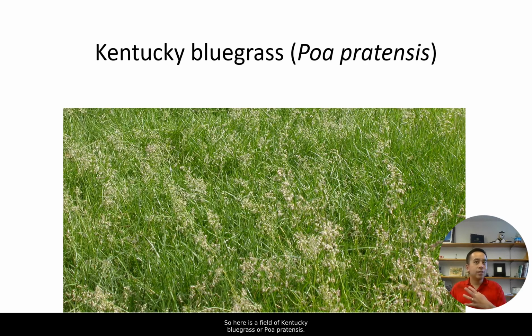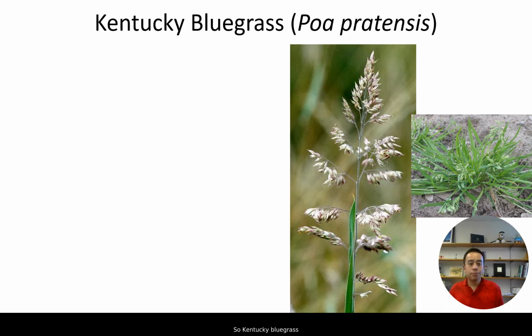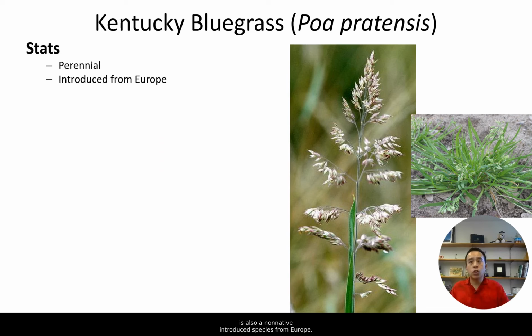So here is a field of Kentucky bluegrass, or Poa pratensis. It's very commonly used as a lawn. So believe it or not, you probably have interacted with this plant a lot of times. Kentucky bluegrass, or Poa pratensis, is a perennial plant that is also a non-native introduced species from Europe.